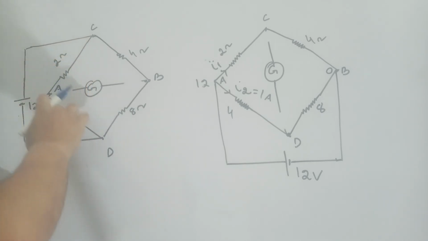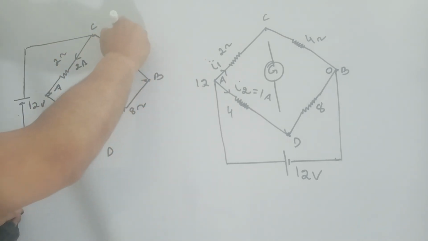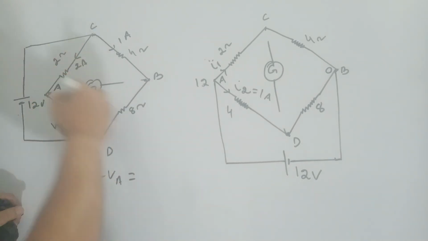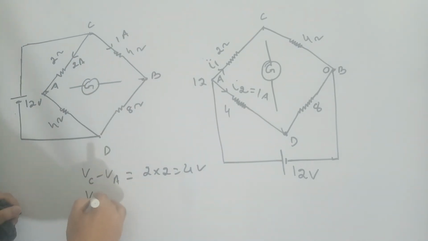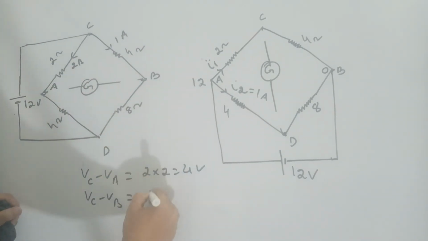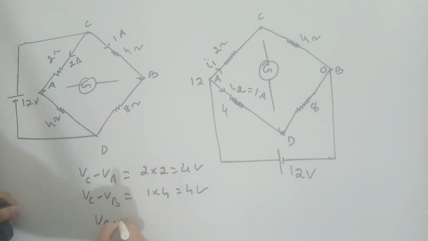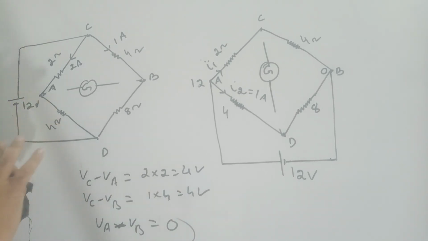If I calculate the current in this R, 4 plus 2, 6, it is 2 ampere, and 1 ampere in the other branch. You calculate VC minus VA, it is 2 into 2, 4. You calculate VC minus VB, it is 1 into 4. Subtract both, you will get VA minus VB equal to 0. So there is no effect on the balancing. No current will flow in the galvanometer in this condition also.